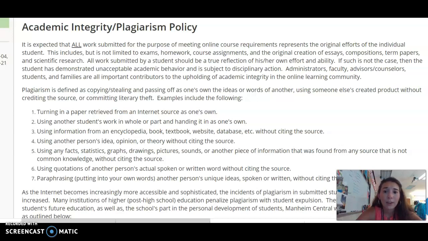in whole or part and handing it in as one's own, using information from an encyclopedia, book, textbook, website, database, or other source without citing it, using another person's idea, opinion, or theory without citing the source, using any facts, statistics, graphs, drawings, pictures, sounds, or other pieces of information found from any source that is not common knowledge without citing the source, using quotations of another person's actual spoken or written word without citing the source, paraphrasing, which means putting into your own words another person's unique idea, spoken or written, without citing the source.